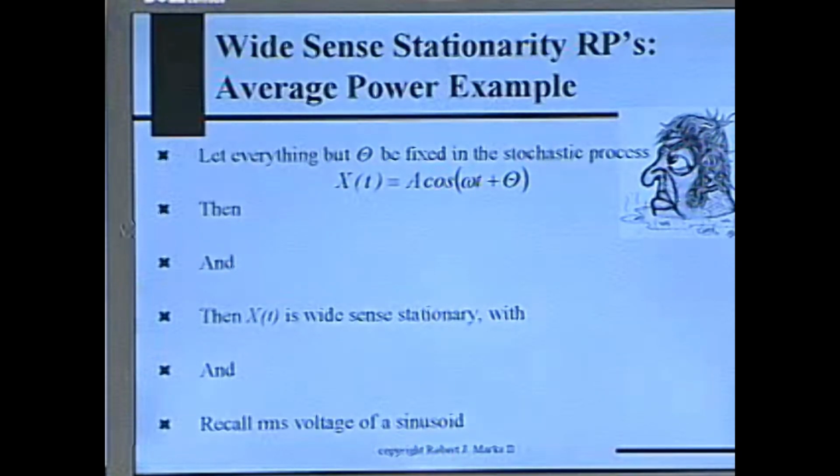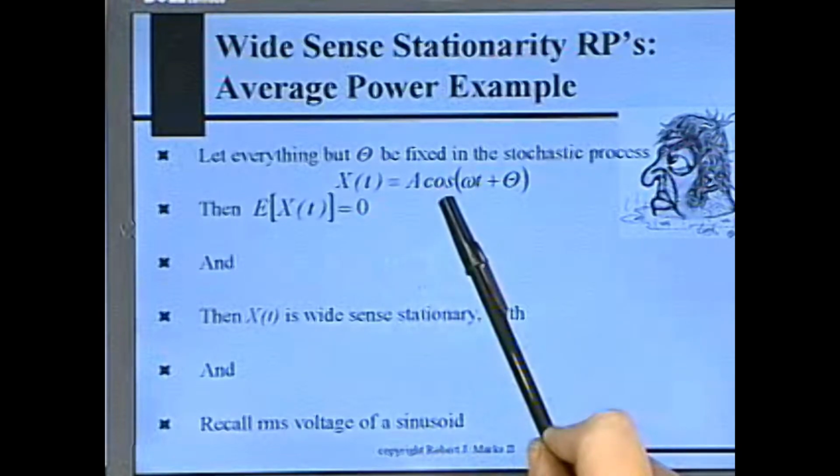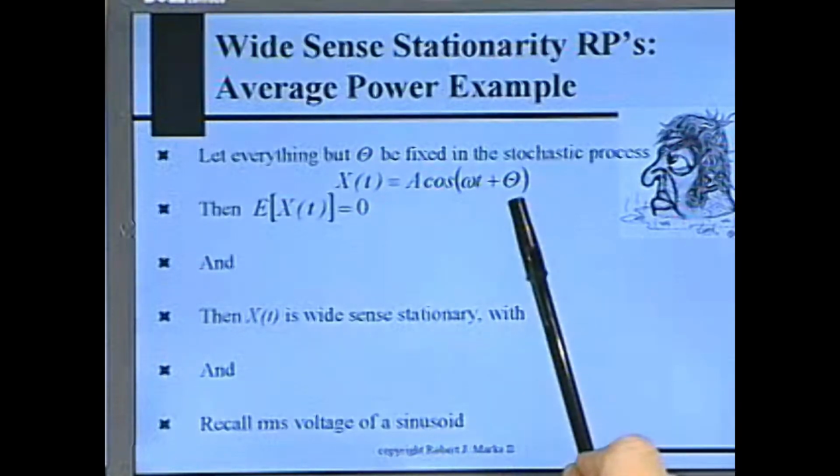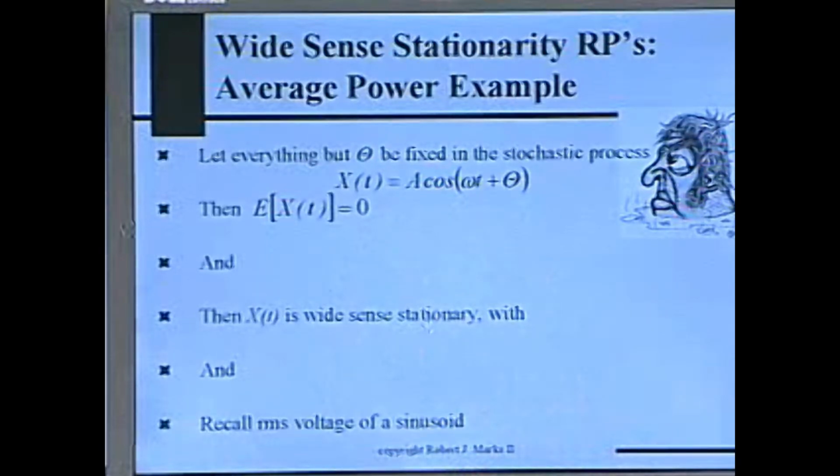What's the value of theta? It's a random variable. What's a good model for it? Probably uniformly distributed over a period, right? Don't you think? That'd be a good model for it. So if we do the expected value of x of t, we've done this before, we get 0. So we integrate this over the density function for theta. And it turns out we integrate a cosine over a single period and we get 0.